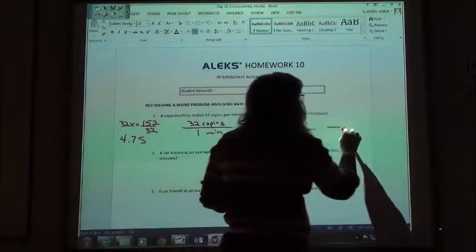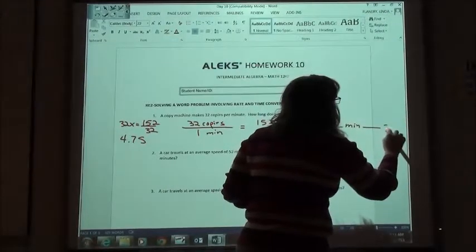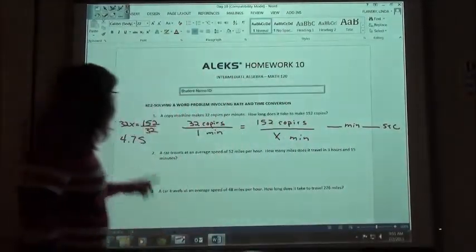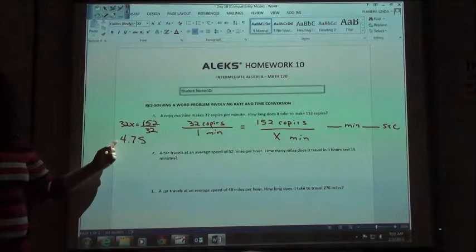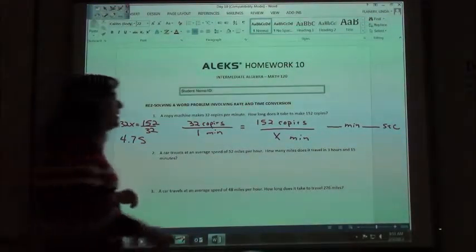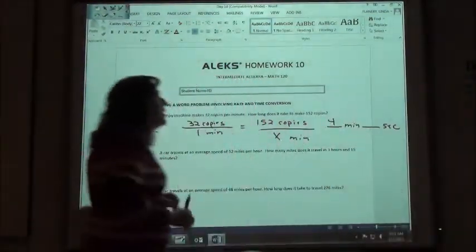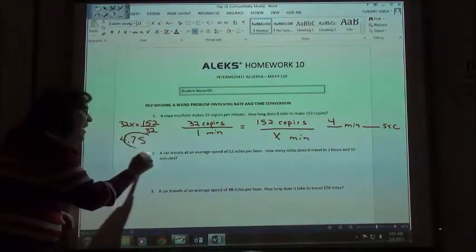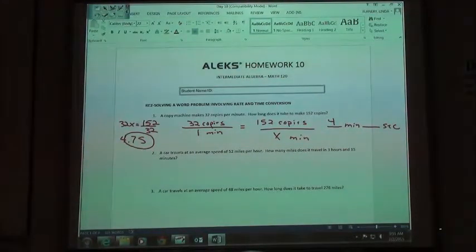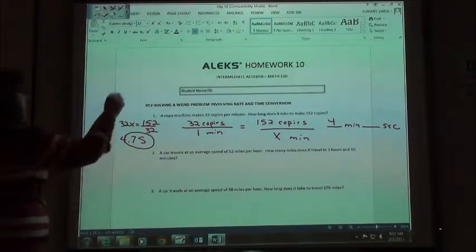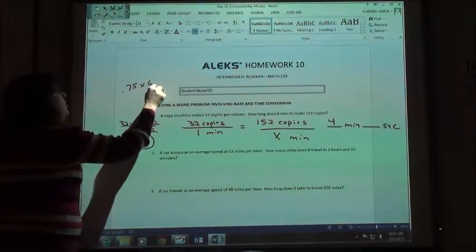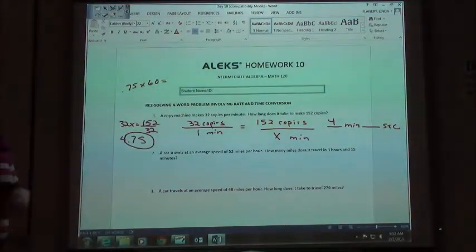It's going to ask for the number of minutes and the number of seconds. So the 4 in front is the 4 minutes, or 4.75 minutes. So 4 minutes. What you need to do is change the 0.75 into how many seconds. So you think about how many seconds are in a minute? 60. If you take that 0.75 times 60, you get what? 45.